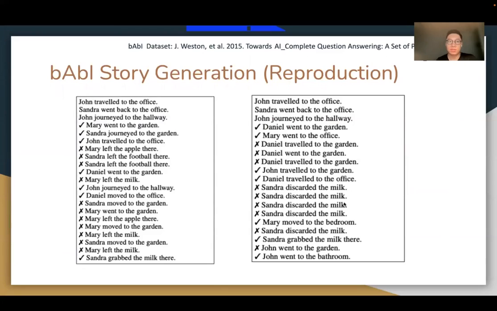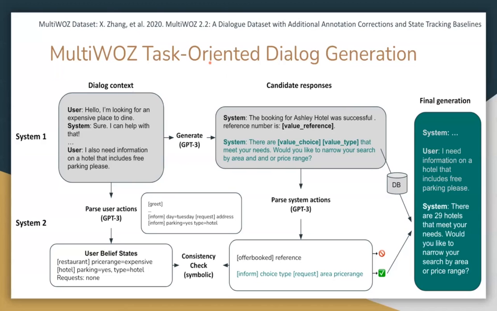We first reproduce the paper on the bAbI story generation. Here, we provide the first sentence, and then the neuro-symbolic dual system will generate and then accept or reject the next sentence continually. For example, here the system rejects "Daniel travelled to the garden" because Daniel is already in the garden at that time. Moving on to task-oriented dialogue, instead of generating the next sentence in the story, we generate the next response for the agent.